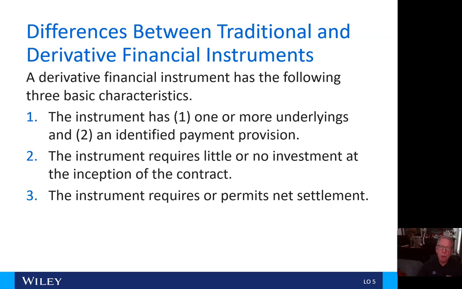So what are the differences between traditional and derivative financial instruments? A derivative financial instrument has the following basic characteristics. Number 1, the instrument has one or more underlyings and an identified payment provision. Number 2, the instrument requires little or no investment at the inception of the contract. And number 3, the instrument requires or permits net settlement.